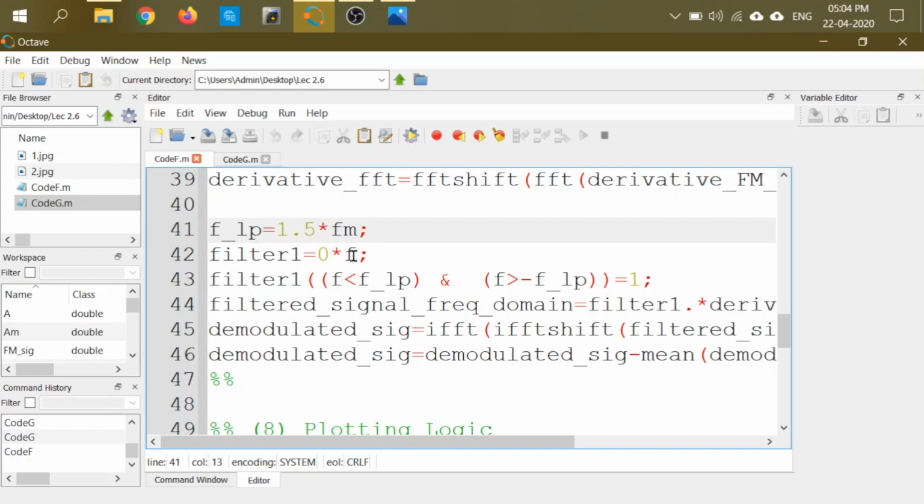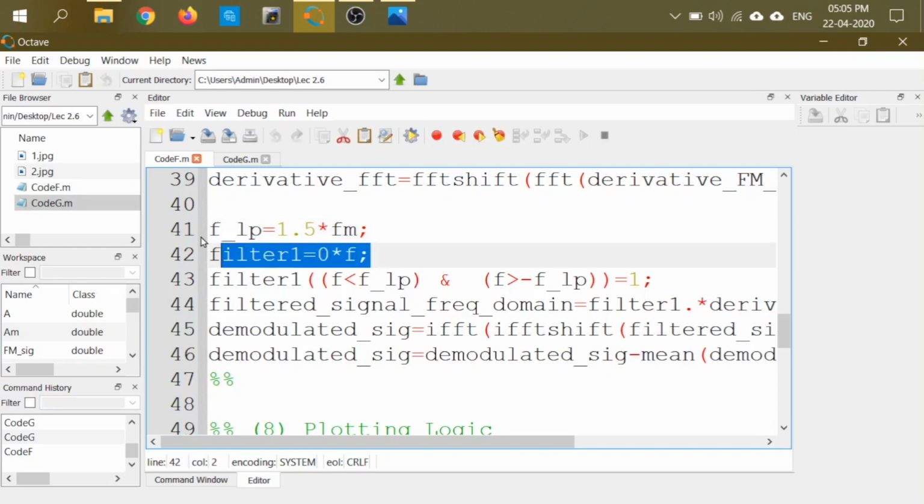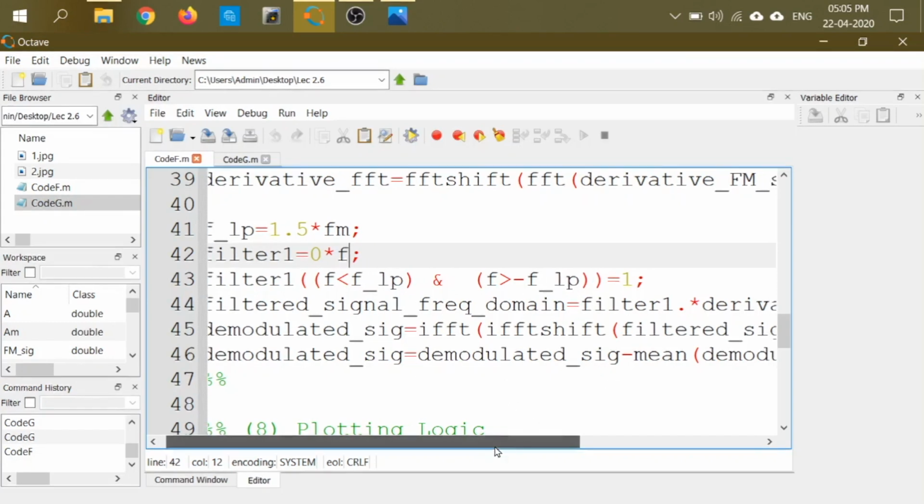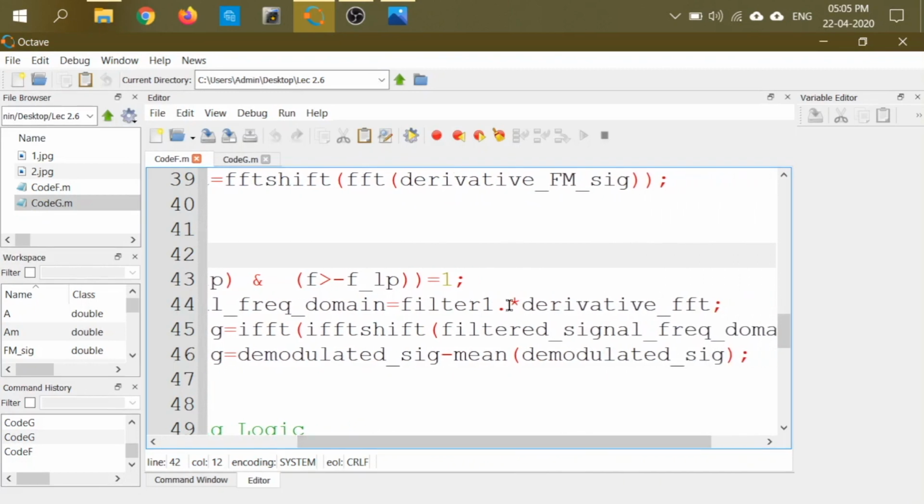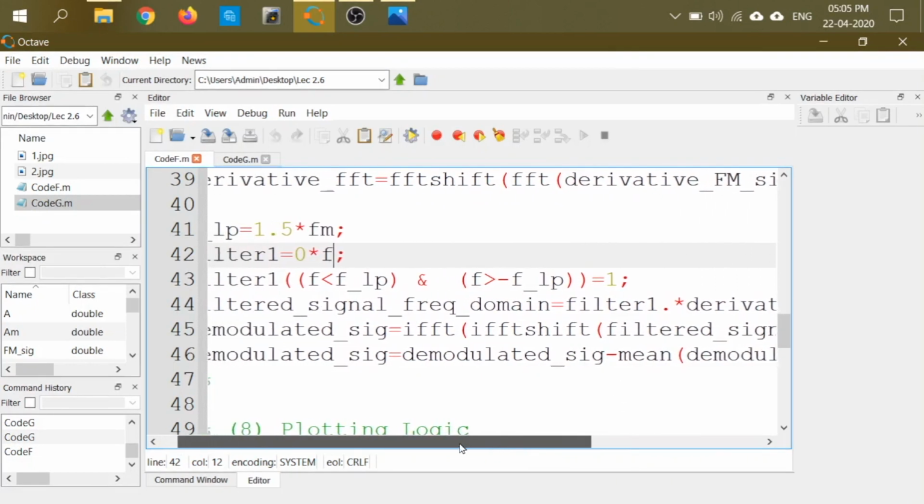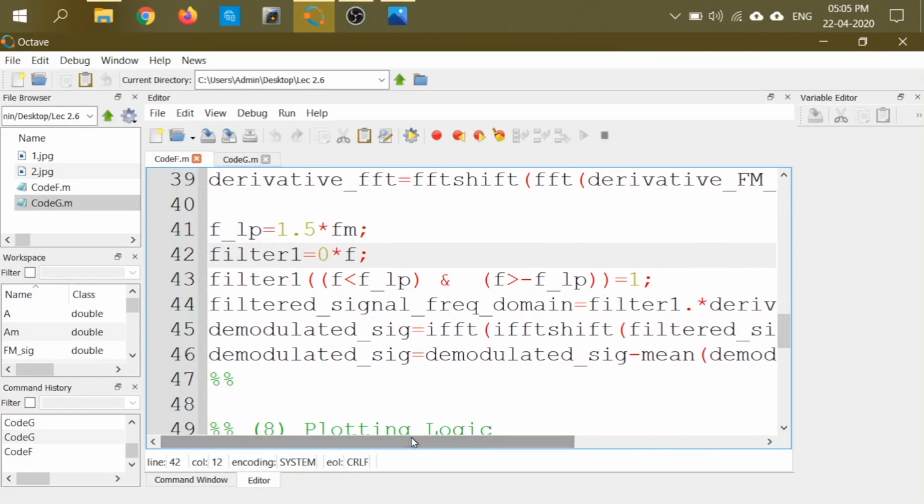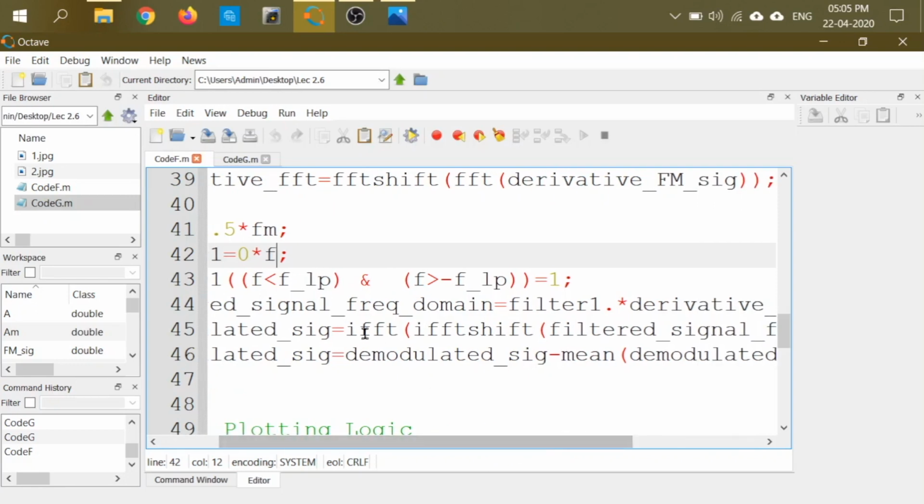Then you design your filter. First of all, you set the length of the filter equal to your frequency scale. Then this is the equation for the filter. That is, your response should be 1 from minus the low pass frequency to plus the low pass frequency, so that your filter is constructed here. Then you filter your signal by multiplying this filter in frequency domain with the FFT of the signal. After receiving the filtered signal in frequency domain, you bring it back to time domain by applying IFFT and IFFT shift commands.